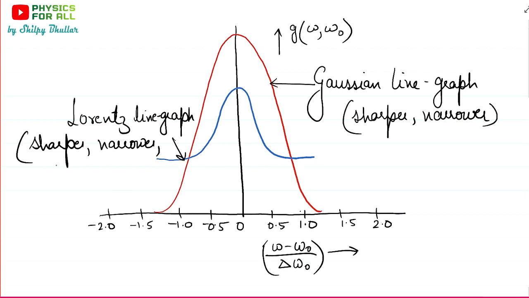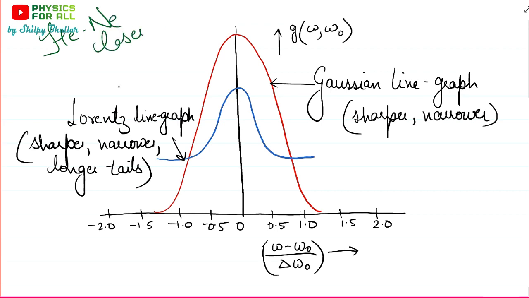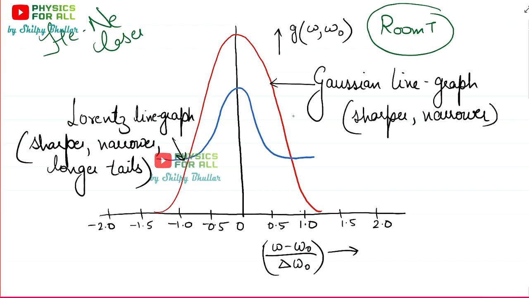So we say that it's sharper, narrower, and has longer tails. Suppose we are talking of a helium neon laser, both noble gases, operating at room temperature. Room temperature is quite warm for the atoms, and they would be moving randomly. We know that natural broadening is the inherent feature that occurs due to the finite lifetime of the excited state, so this will always be there. Whether the laser is working at colder or higher temperature, this broadening will always be there. It has nothing to do with temperature or pressure.